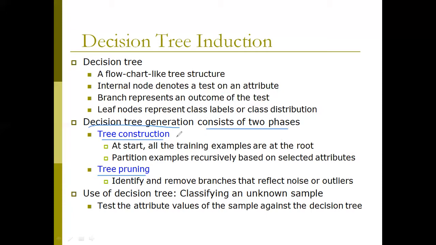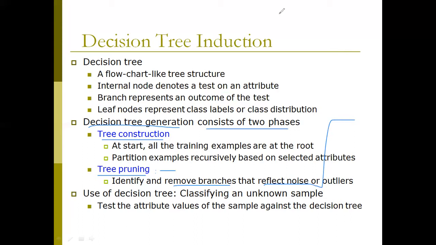So by taking the training set of data, here we are going to construct a decision tree. That is one of the phases of decision tree generation. And coming to the second phase, tree pruning. Tree pruning means, after constructing a tree, you identify and remove the branches that reflect noise or outliers.